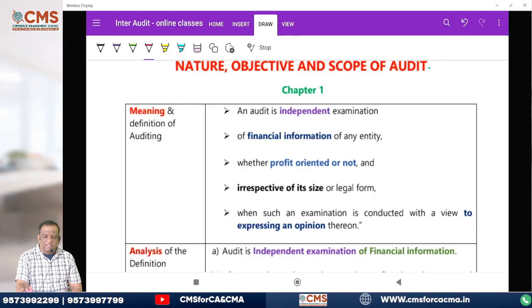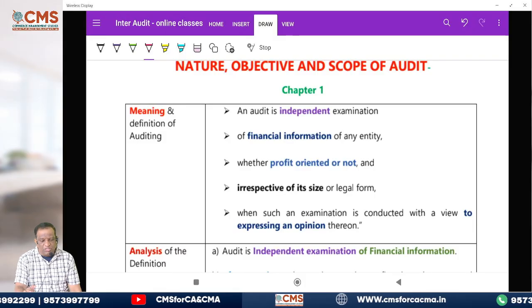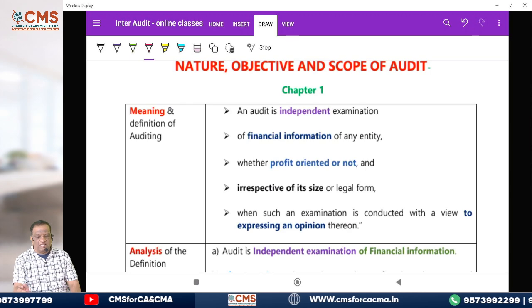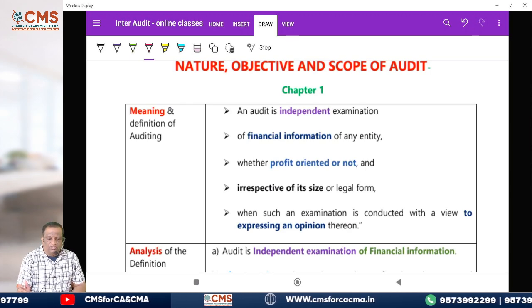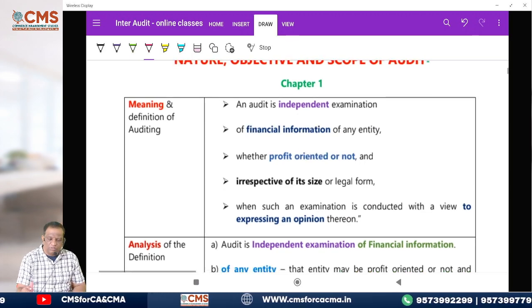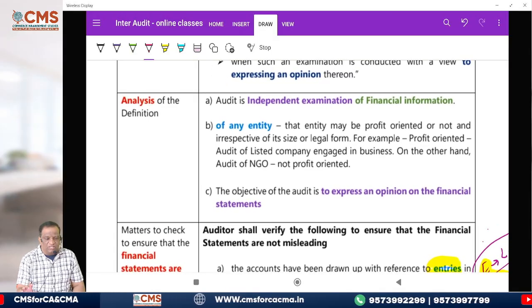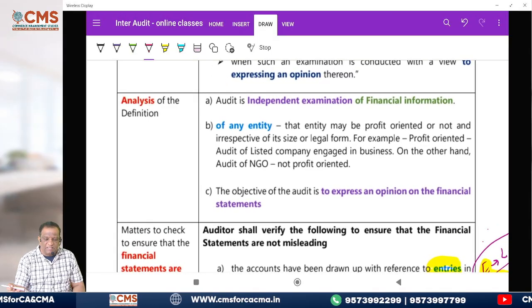Audit is an independent examination of financial information, whether it is profit oriented or not, irrespective of its size. And why is he reviewing this financial information? With a view to express opinion. So to summarize, what is the definition of audit? It's nothing but an independent examination.